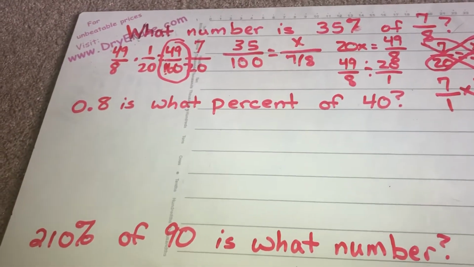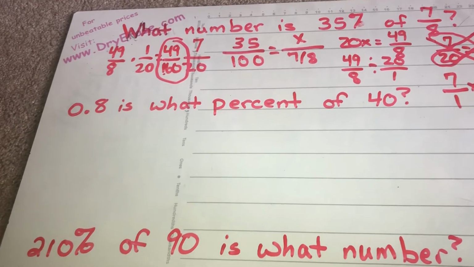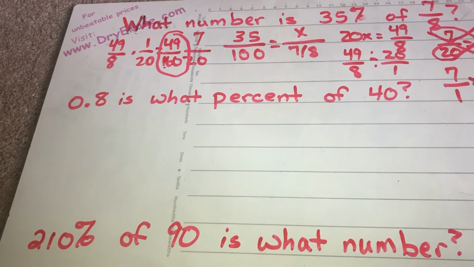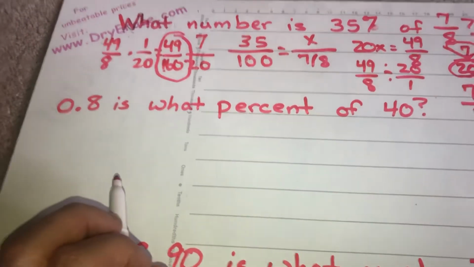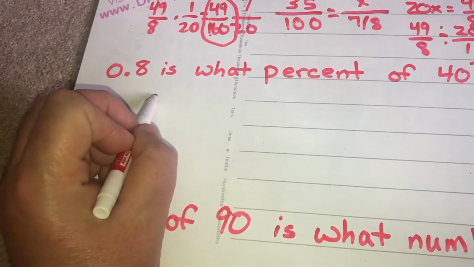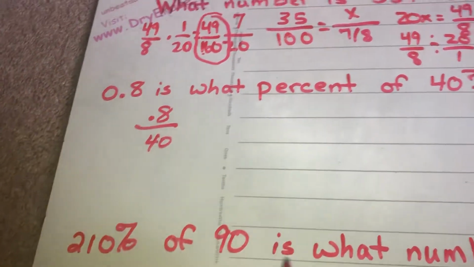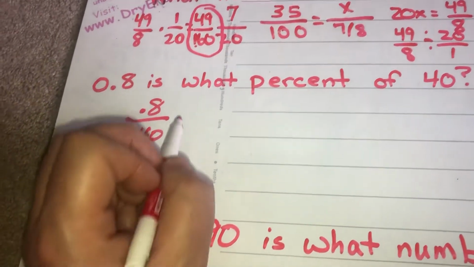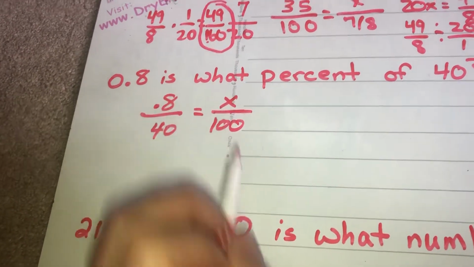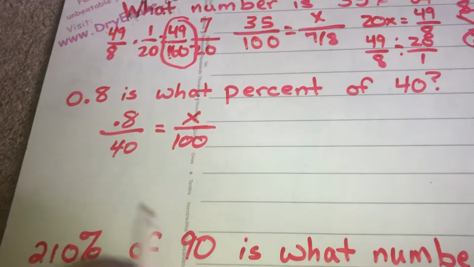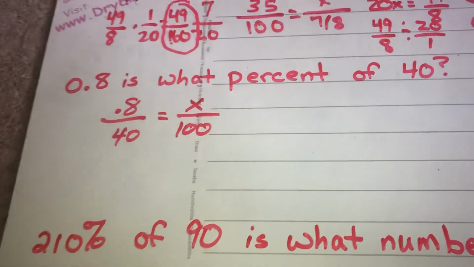0.8 is what percent of 40? Okay, well, here's something that looks a little bit different. So first of all, we have 0.8, and it's 0.8 out of 40. All right, and it says is what percent of? So it's going to equal x over 100, because I don't know what percent is, but percent is 100. So the percent of 0.8 out of 40 is the same as what x is out of 100.